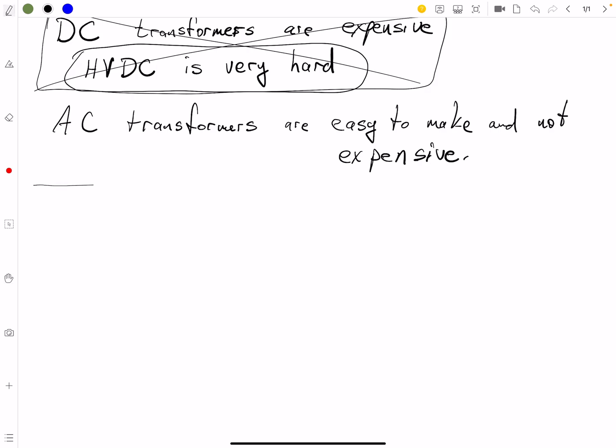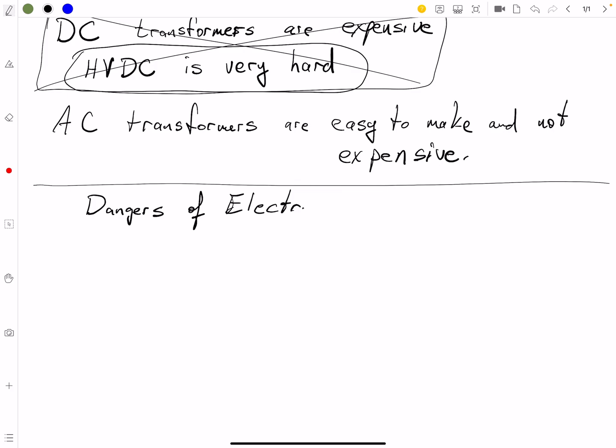So let's wall that all off. We'll wall that off. And we'll start talking about the dangers of electricity. You guys probably know that it's pretty dangerous. You've probably been shocked yourself, either with DC or AC.